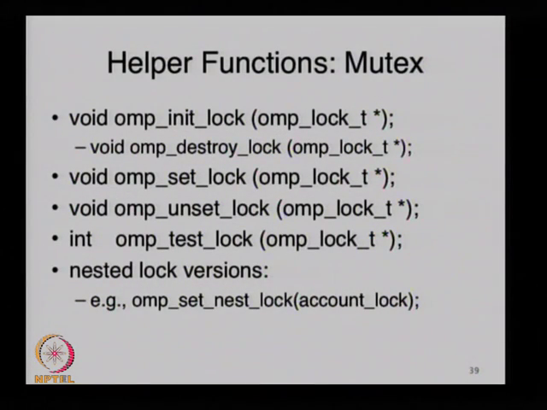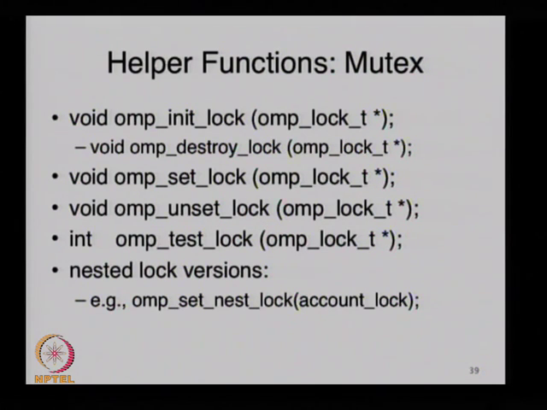There is a slightly weaker version, set nest lock, the nested lock, where if you hold this lock, the call will succeed. If you call omp_set_lock on the same lock twice, the same thread calling it twice, the second one will block, because somebody holds the lock. It doesn't know, or doesn't care, that you hold it. But if you do it with set nest lock, then if you hold it, you will get it. Internally there is a counter that says you've got it three times. You have to unset it twice.